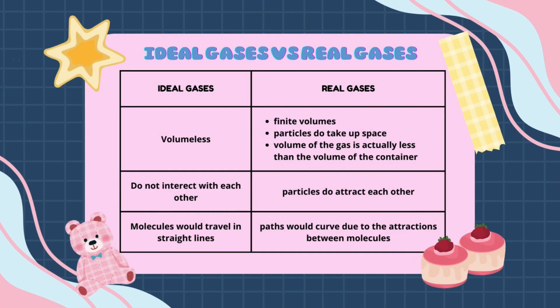Ideal gases versus real gases. Ideal gases are volumeless, do not interact with each other, and molecules travel in straight lines. Real gases have finite volume, so particles do take up space, and the volume of the gas is actually less than the volume of the container. Particles do attract each other, and their paths are bent due to the attraction between molecules.